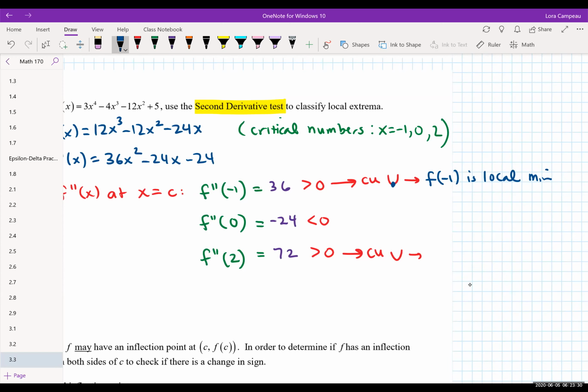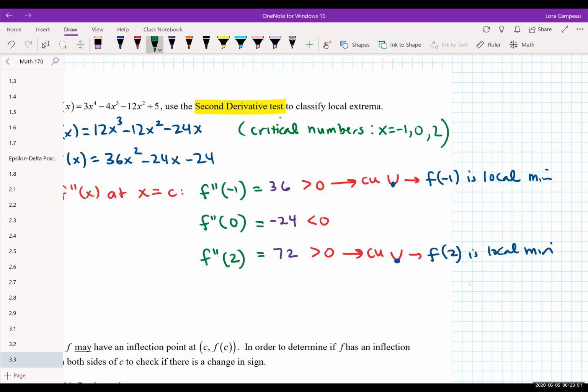Similarly, your function evaluated at 2, f of 2 is a local max. Why did I say max? I meant min. Why again? Because we're concave up. Who is the local max? This guy, the one in the middle, f of 0.